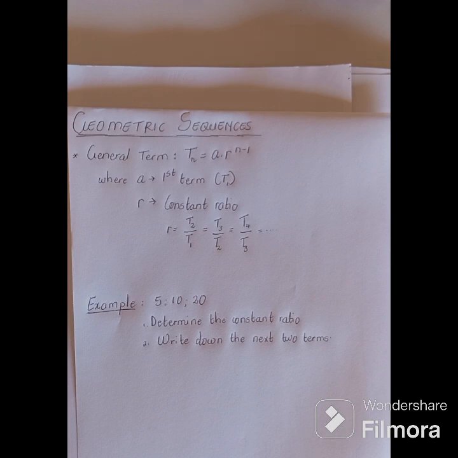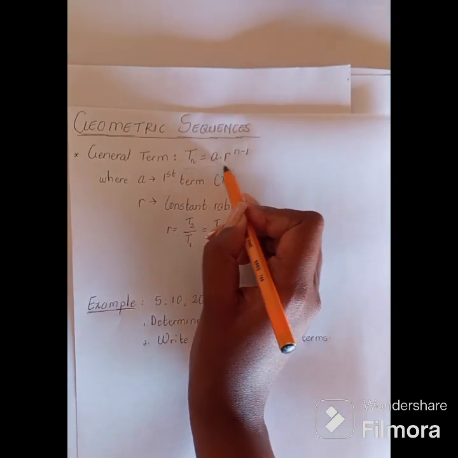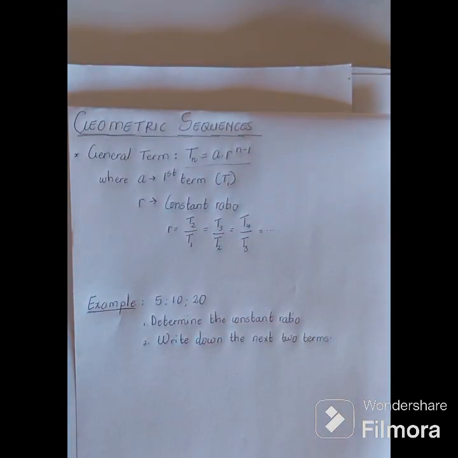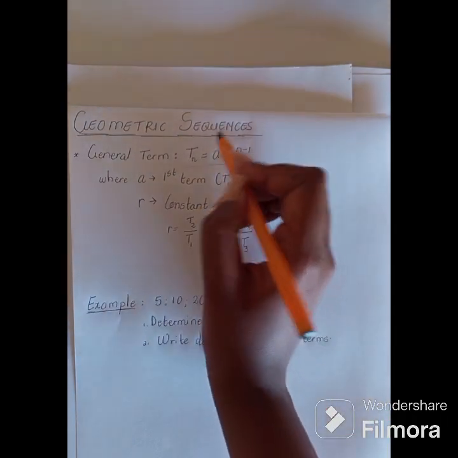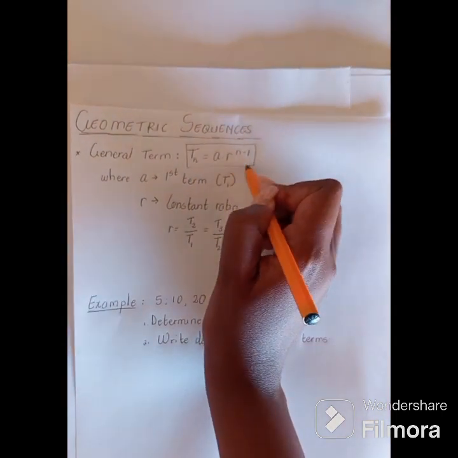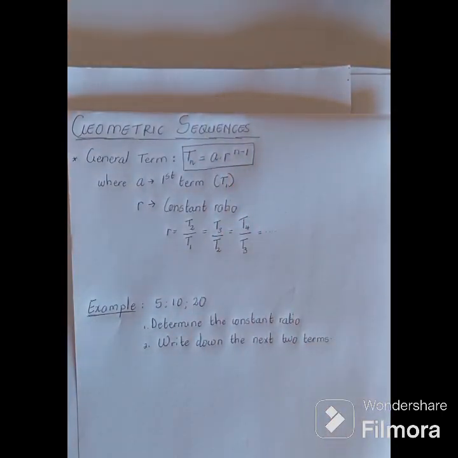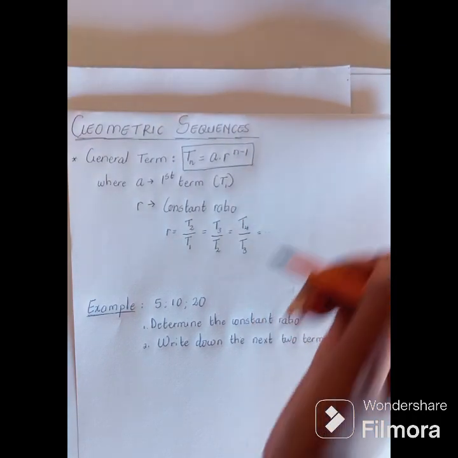With geometric sequences, the first thing that you need to know is the general term of a geometric sequence. I have indicated here on my notes that the general formula for a geometric sequence is given by Tn is equal to A multiplied by R all to the power of n minus 1. This is the general term of a geometric sequence. So when you are asked to give the general term or the general formula of a geometric sequence, it should follow this format.